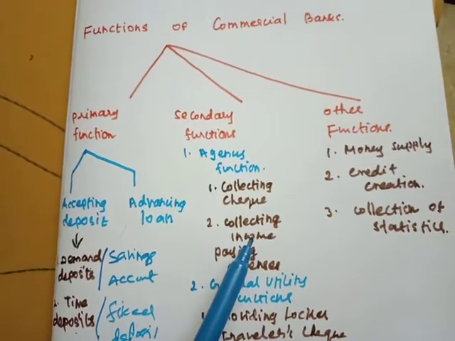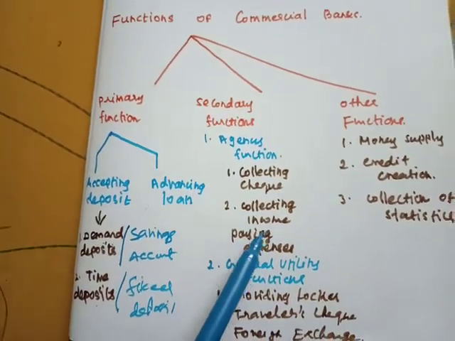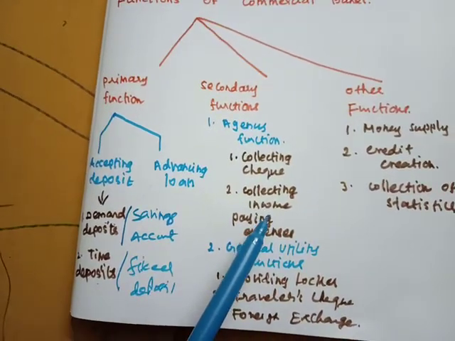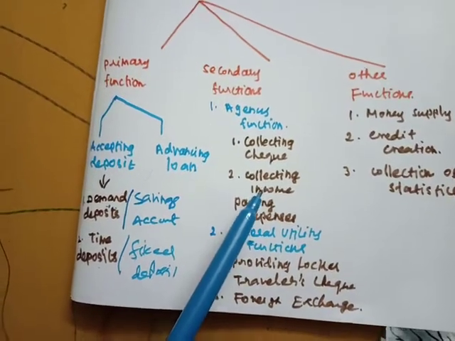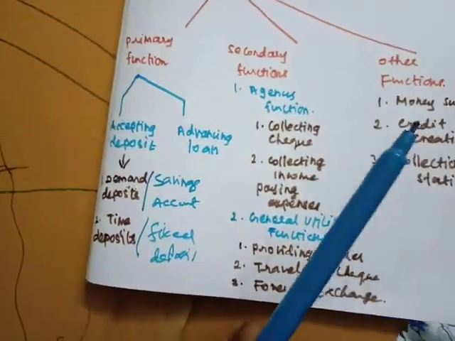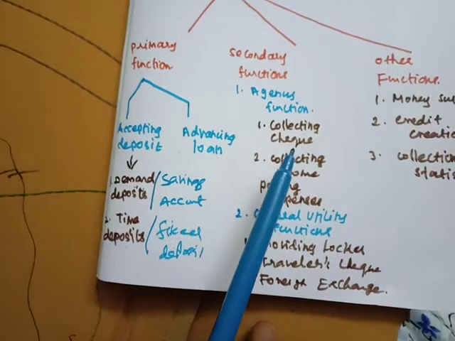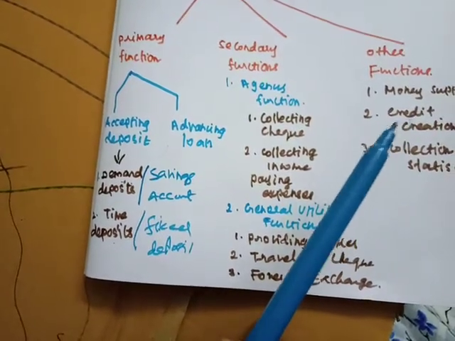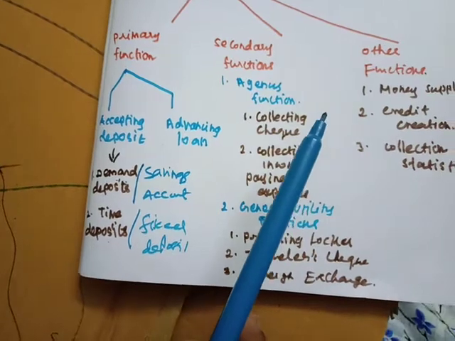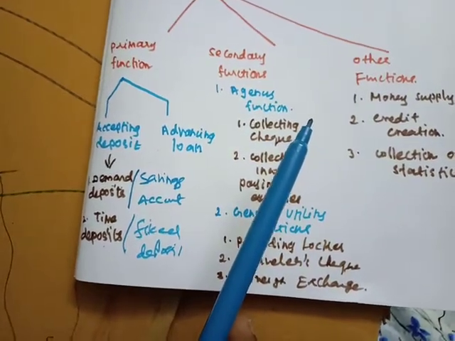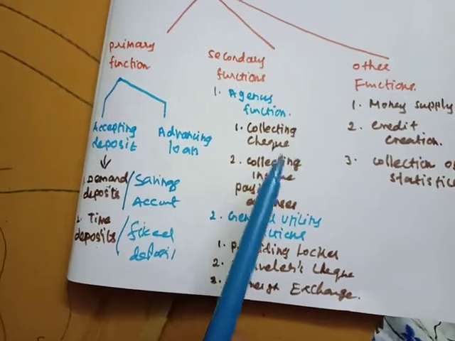The commercial banks collect the dividends, pensions, salaries, rent and interest on investments on behalf of the customer. For example, if you are working as a government staff, even private staff, all the salaries are credited into the bank account. It is known as the collection of income. A credit voucher can be sent to the customer for information when any income is collected by the bank.